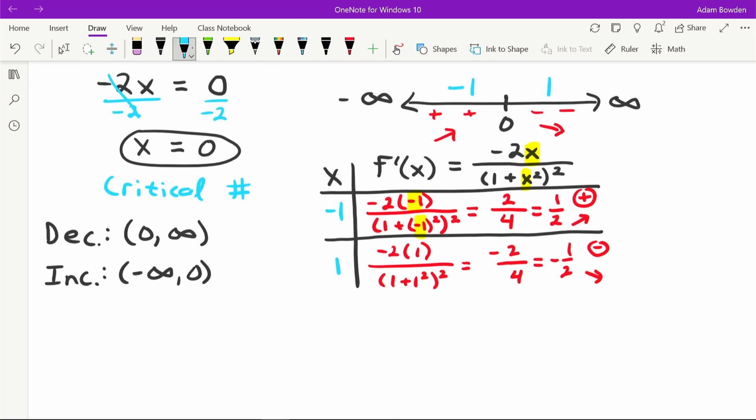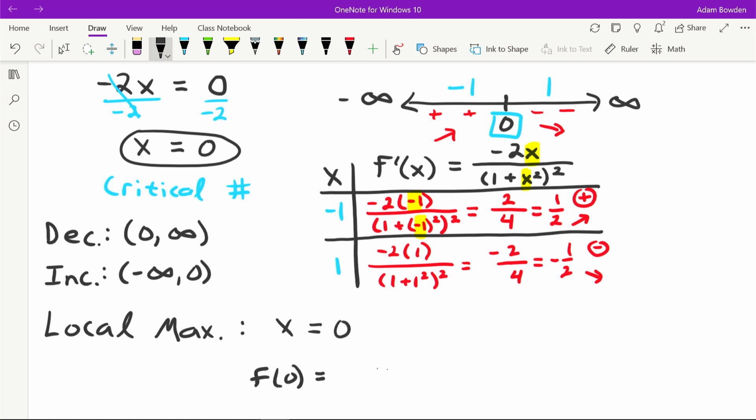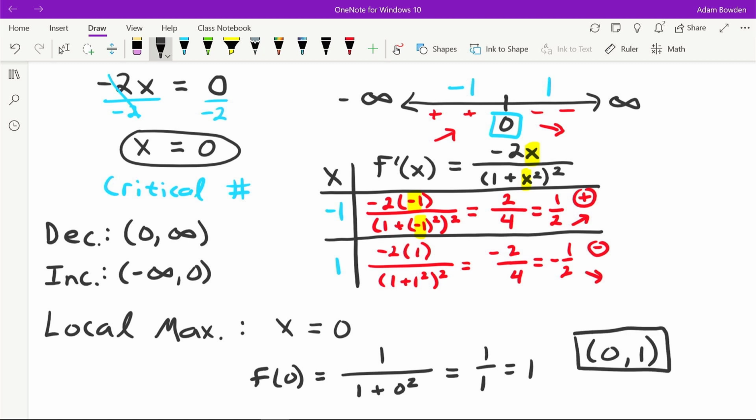We do have a local max or min in this case because it actually exists at x equals 0. In this case, this going up and then coming down is a local maximum for x equals 0. If we plug that number in, f of 0, back in the original starting function, we'll have 1 over 1 plus 0 squared, which is just equal to 1 divided by 1, or 1. So the coordinates (0, 1) are the coordinates of a local maximum here.